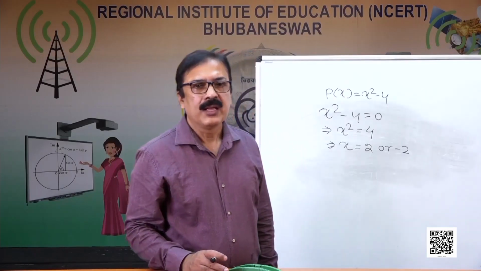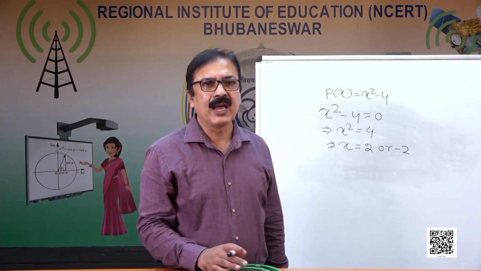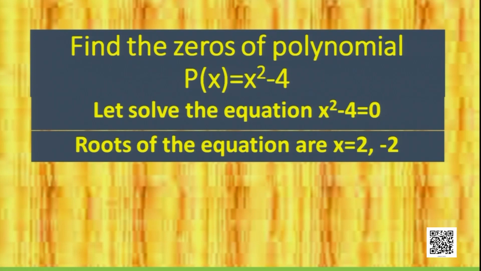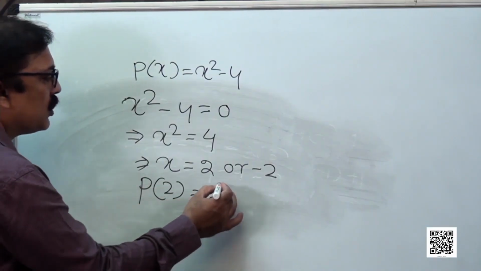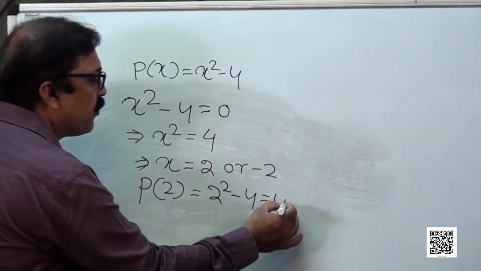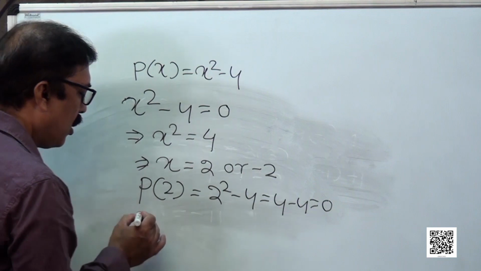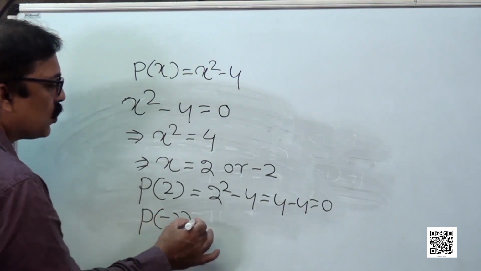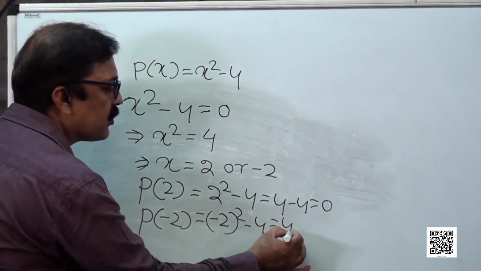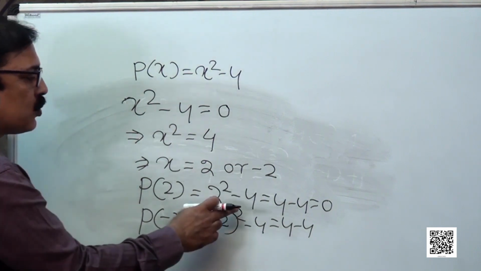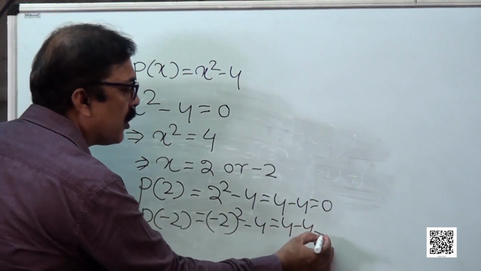Now when we solve it, we get the roots of this equation are 2 and minus 2. Now you can also verify this by taking the value of x as 2. This becomes 2 square minus 4, that is 4 minus 4 equal to 0. And if we take p minus 2, here also we have minus 2 square minus 4, that is 4 minus 4. Square of minus 2 is 4, so 4 minus 4 equal to 0.